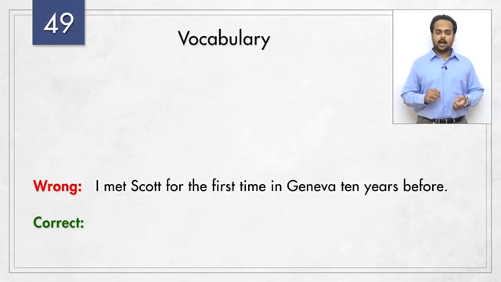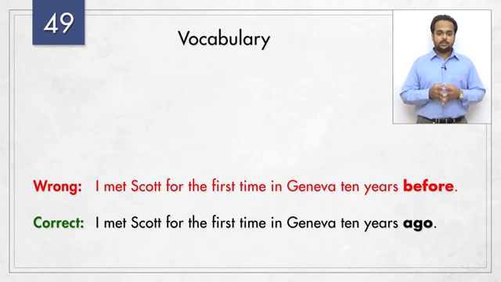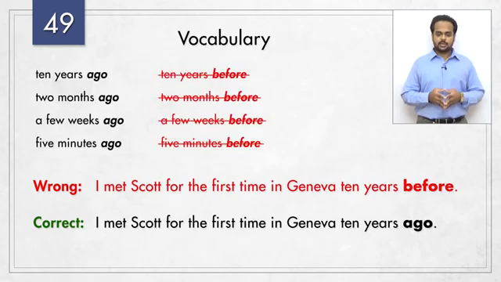Number 49: "I met Scott for the first time in Geneva 10 years before." Common error. It should be 10 years ago. When we mention an amount of time in the past, we use ago and not before. So you can say 10 years ago, 2 months ago, a few weeks ago, 5 minutes ago, etc.